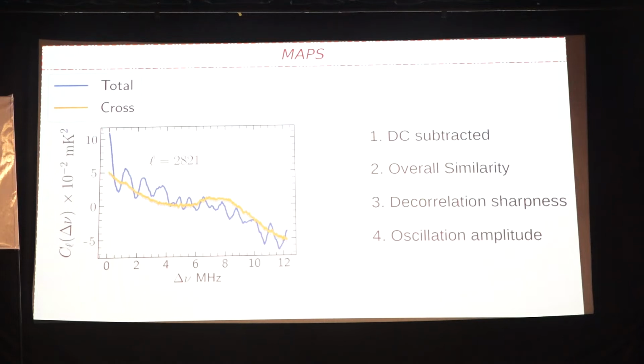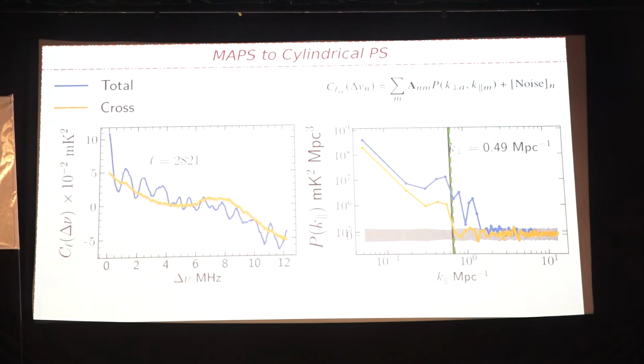If I now consider the power spectrum, the power spectrum is related to the multi-frequency angular power spectrum by a Fourier transform, where a_n^m considers the Fourier coefficients, and this P(k_perpendicular, k_parallel), these are the Fourier transforms.